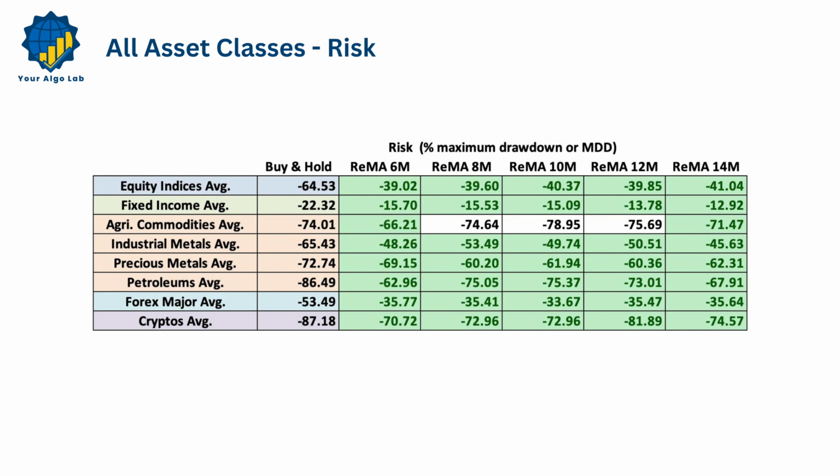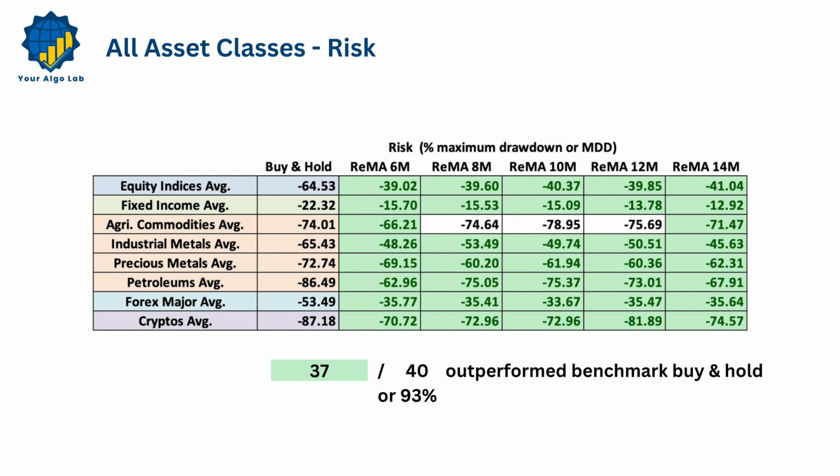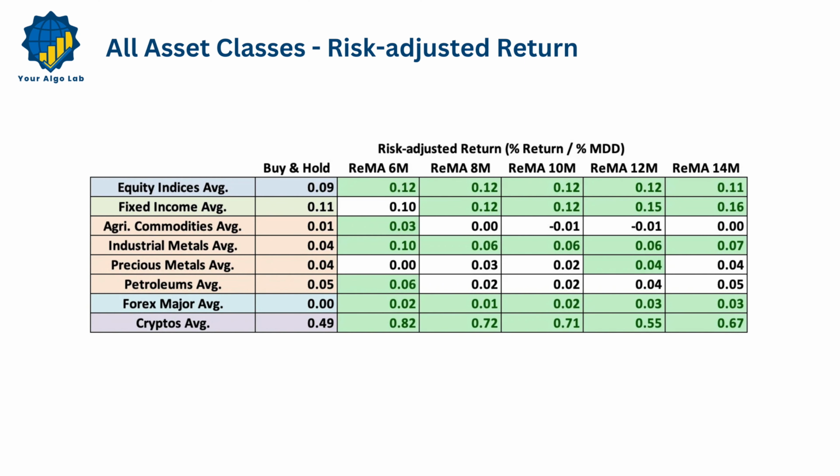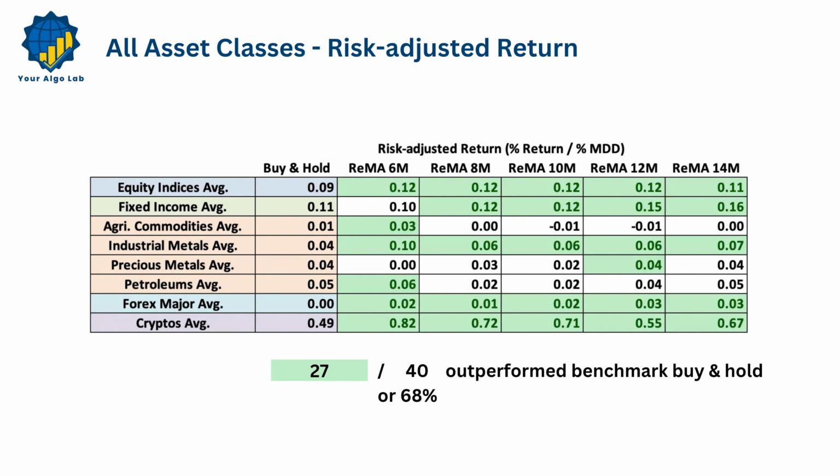In terms of risk, the resampled moving average showed significant improvement over the buy and hold strategy, with 37 out of 40, or 93% of the strategies outperforming the benchmark. This also surpasses the 85% outperformance achieved by the daily moving average. In terms of risk-adjusted returns, 27 out of 40 strategies, or 68%, outperformed the benchmark. This represents an improvement over the daily moving average, which had a 50% outperformance rate.